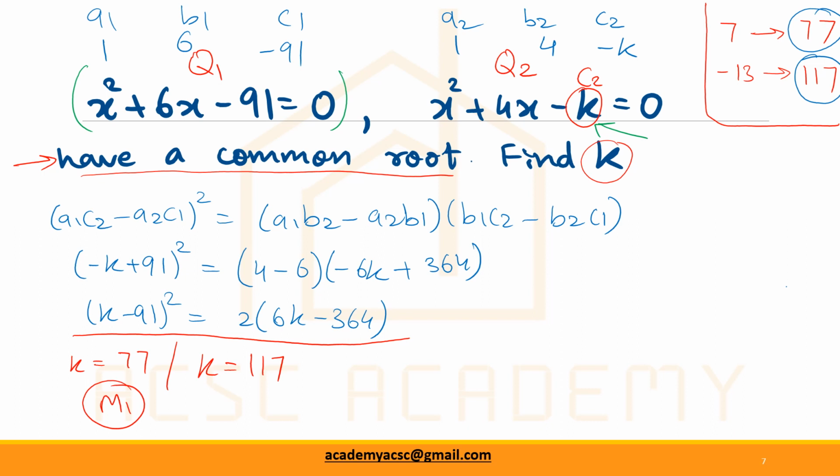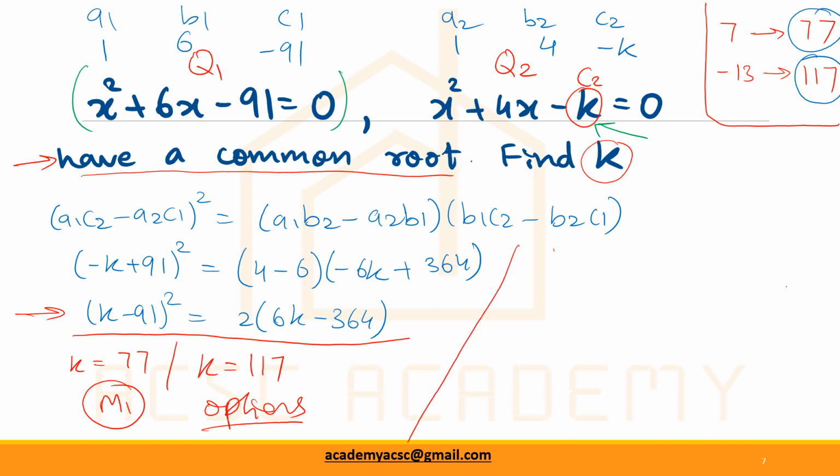Then you will have options. You will substitute one of the options and you will see which of them is satisfying over here. Otherwise, if the equation is not that difficult, then you can solve it yourself. In this case, we know that the answer will be in between 77 and 117. So let us try to substitute both of them.